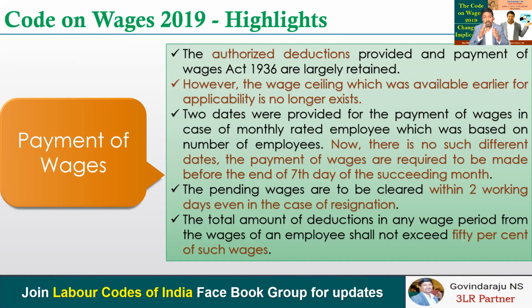The total amount of deductions in any wage period from the wages of an employee shall not exceed 50% of such wages. So now the Code has this 50% maximum deduction criterion. However, if you look at the Payment of Wages Act 1936, it had 50%, and in case a cooperative society was involved, a maximum deduction of 75% was allowed. Now there is no 75%. Now it is only 50% maximum deductions. So these are the major changes happening on the Payment of Wages Act or the payment of wages related provisions.